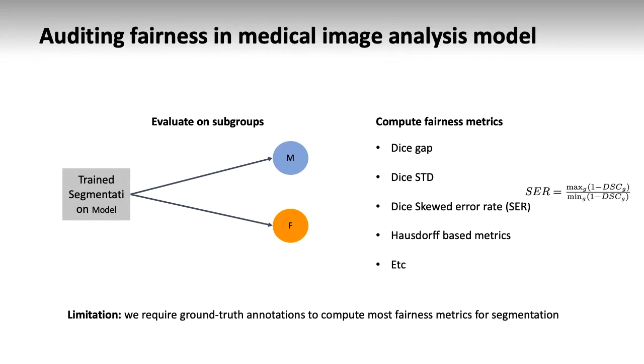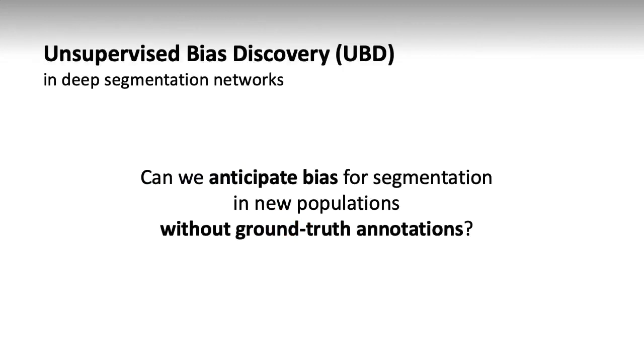So I need to have manual annotations in the new population where I'm deploying this system. Imagine I have a system that is being used, approved by FDA, wherever, and it's being used in different hospitals. So I go to a new hospital, and if I want to audit the model in this new hospital to see if this is still fair, I will need manual annotations from doctors telling me the structure. So the question we tried to answer in this follow-up paper was, can we anticipate bias for segmentation in new populations without ground truth? Can we do that?